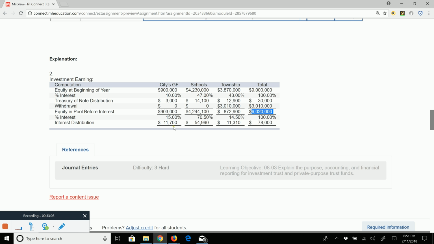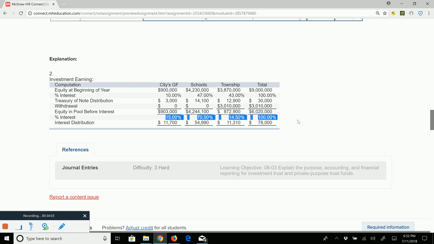When you add up these three numbers, the new portfolio balance is $6,020,000. So reallocating the ownership percentages, let's take the city: $903,000 divided by the total of $6,020,000, we get 15%. The school district, $4,244,000 divided by the $6,020,000, wow, they now own 70.5% of the pool. That's a lot. And the township, $872,000 divided by the total of $6,020,000, they're going down to 14.5% of the pool. All right, so these are the new ownership percentages. So on a go-forward basis, whenever we have increases in fair value or dividends or interest to distribute, we're going to allocate based on these new ownership percentages.